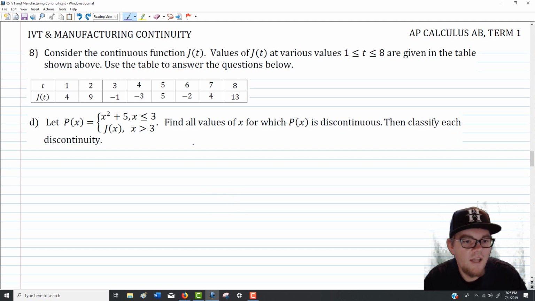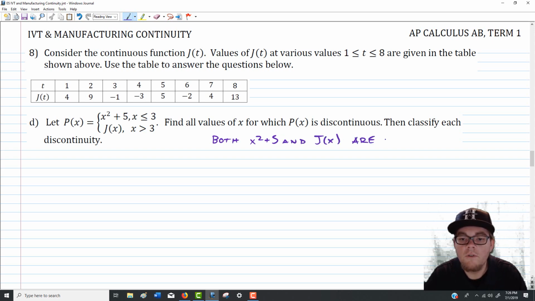Okay, so that brings us to 8d. We're looking at 8d here, trying to figure out what's going on. 8d starts with let p of x equal the piecewise function with x squared plus 5 for x less than or equal to 3 and j of x for x greater than 3. Find all values of x for which p is discontinuous, then classify each discontinuity. So as we look at this, there's an important consideration. So first of all, we can state before anything else, both x squared plus 5 and j of x are continuous. So the first one is a polynomial, the second one is defined as a continuous function for us in the problem.